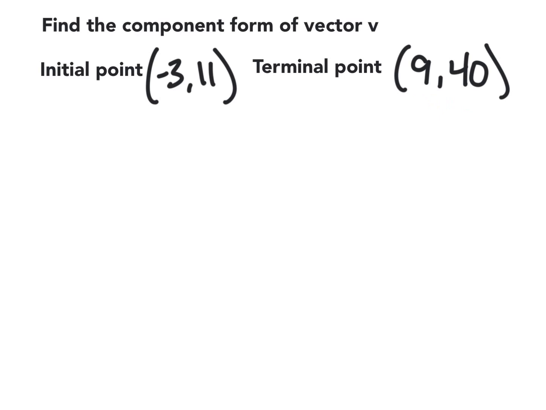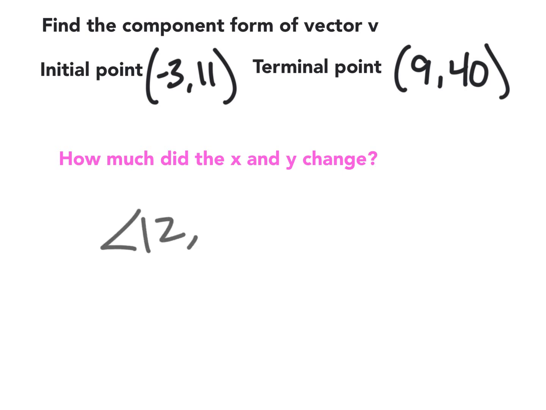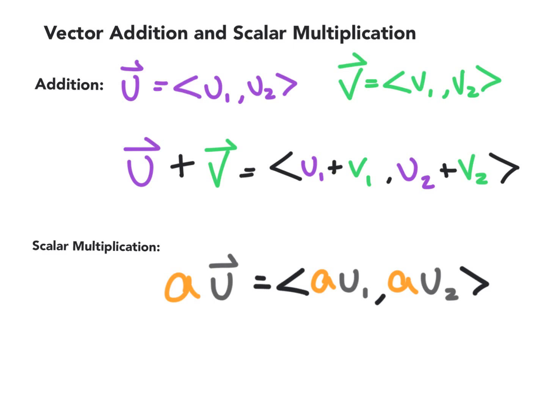All you have to ask yourself is, how much did the x change and how much did y change? Well, the x went from negative 3 to 9, so that's a change of 12. And the y went from 11 to 40, which is a change of 29. So this vector with this initial point and this terminal point, so where it starts and where it ends, has components 12 and 29.